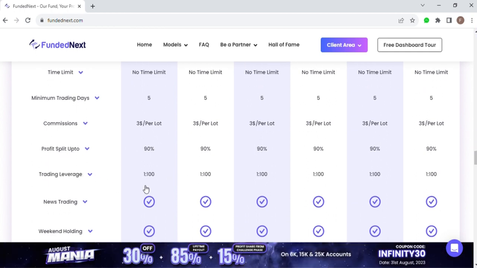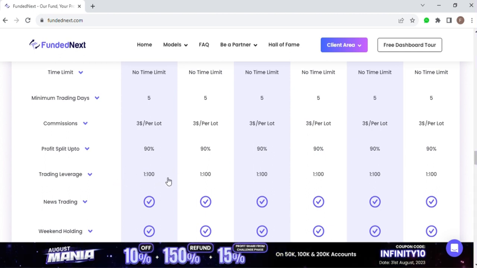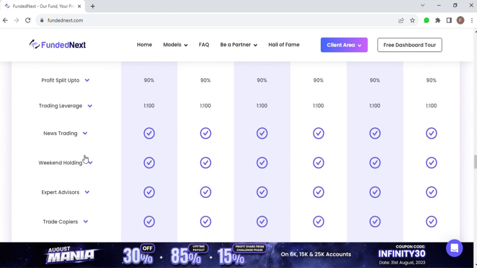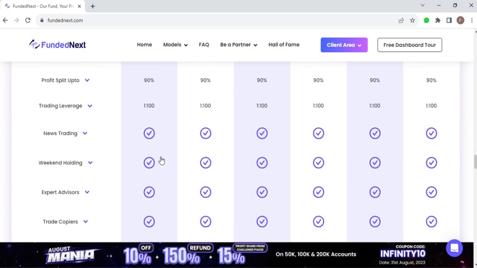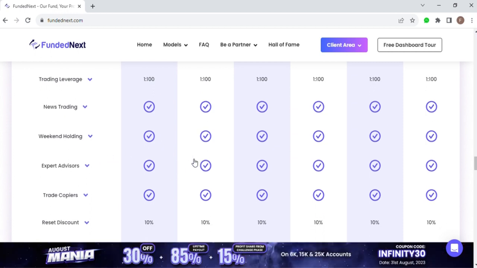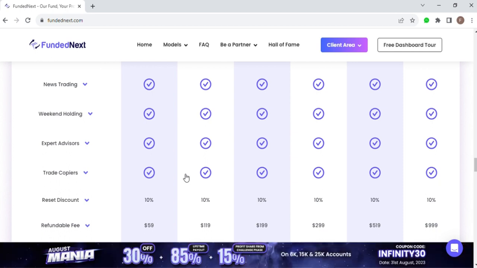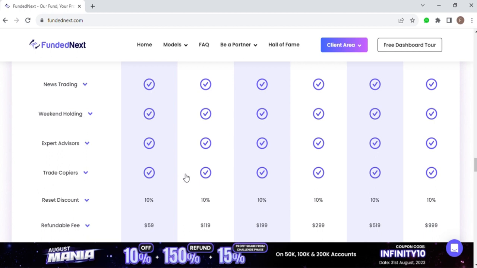Trading leverage. So we have 1:100. This one gives you the opportunity to take as many positions as you want, but I don't advise that. And also, news trading is allowed, weekend holding is allowed, expert advisor is allowed, and trade copier also is allowed. Trade copier does not mean two people using a Fundnext account can take the same trade using the same lot size, stop loss, and take profit. And also the same entry. That is against Fundnext rules.